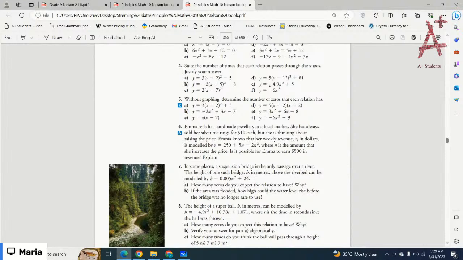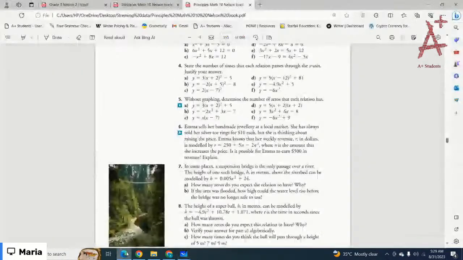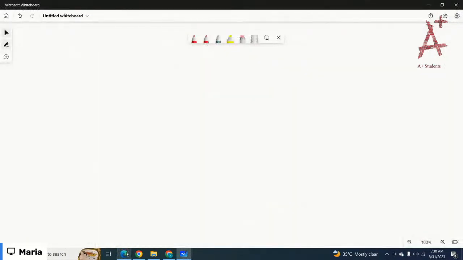Okay, let's just start with question number 5. State the number of times. Okay, without graphing, determine the number of zeros that each relation has. So you don't have to graph, you just have to see how many zeros the equation has, right? The first one, the questions are exactly the same. It will be 3 times x plus 2 whole square plus 5, right? Question number 5, that is y equals 3 times x plus 2 whole square plus 5.